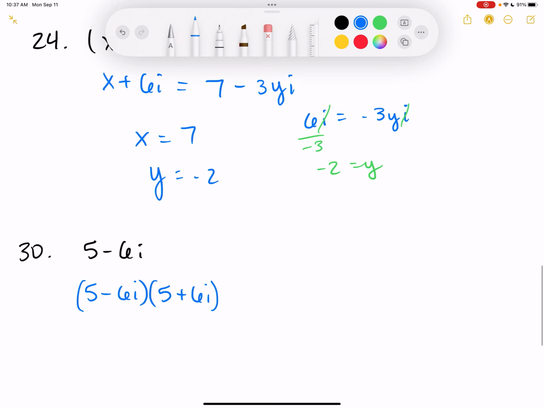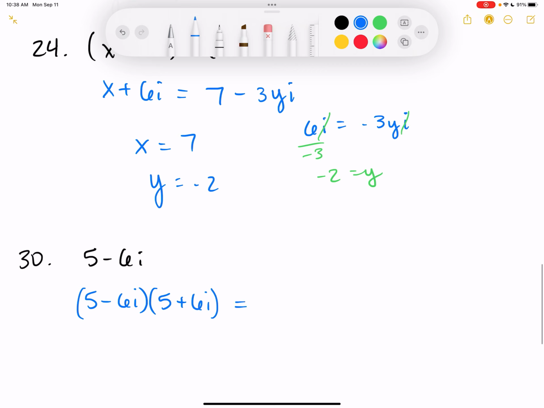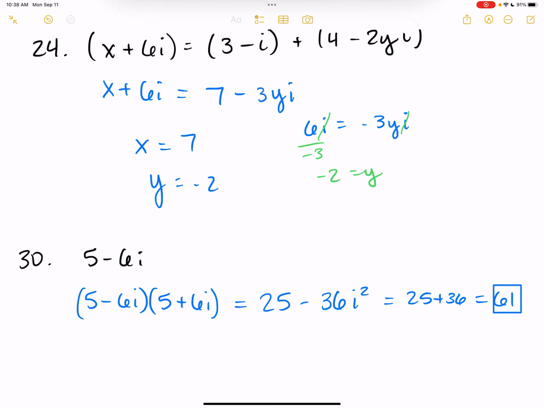So this is now a what? Difference of squares. I was gonna say perfect square. So that's going to be 25 minus 36i squared, or also known as plus 36, so 25 plus 36, which is going to be 61. So that multiplied together is what that's going to end up giving you.